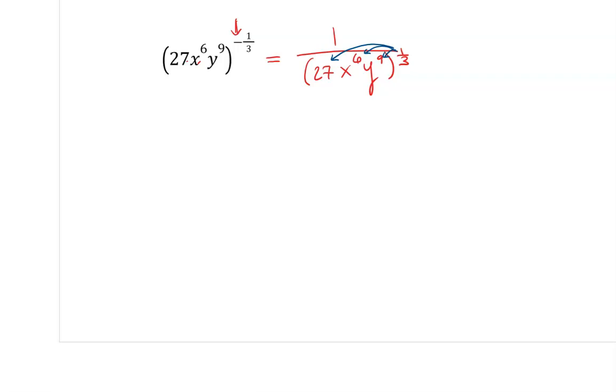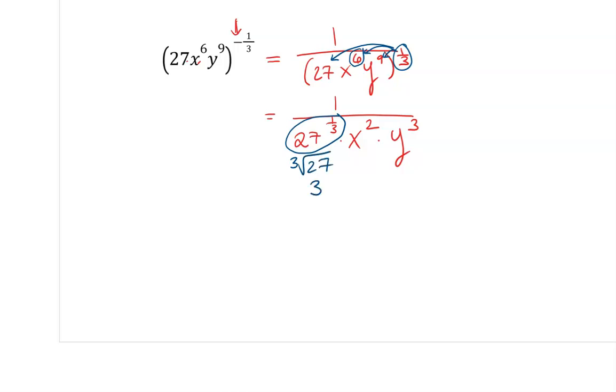So for this, I'm using the property that says if you have a power to a power, you multiply powers. And then for the number, I'll just raise the number to the power. So I have 1 over 27 to the 1/3. And then times x squared, because 6 times 1/3 is 2, and then times y to the 3rd, because 9 times 1/3 is 3. And then the only thing left I have to do is evaluate 27 to the 1/3, which is basically just the cube root of 27, which is basically just 3. So then the final answer for this one would be 1 over 3 times x squared times y cubed.